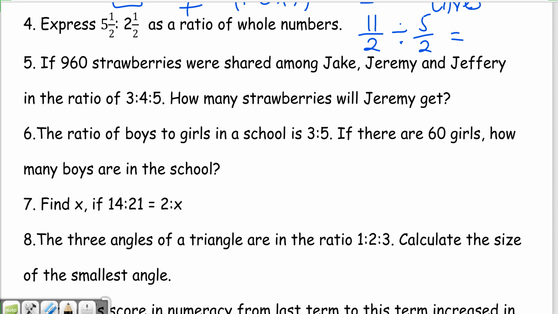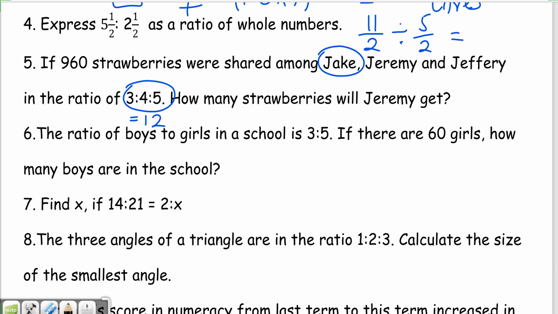Now, number 5, I believe we all should be able to solve this. It simply talks about sharing in ratio. And to share ratio, the first thing you do is to total the ratios. 3 plus 4 plus 5 will give you 12. That's the total ratio. So you now get each person's share.